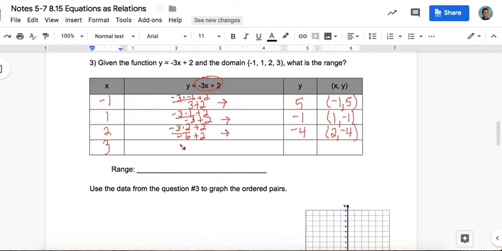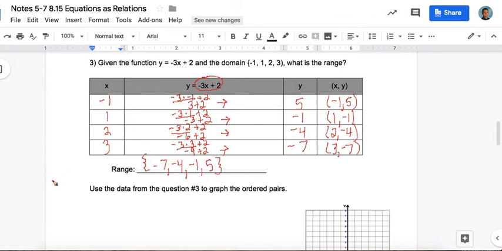And then finally, negative 3 times 3 plus 2. Negative 3 times 3 is negative 9. Plus 2 is negative 7. Put them together and we get 3, negative 7. Now the range is all the y values, so I need to put them in order from least to greatest. So we have negative 7, negative 4, negative 1, and 5.